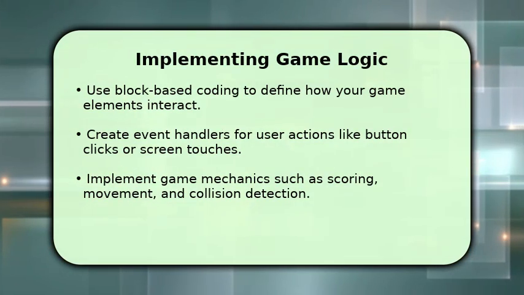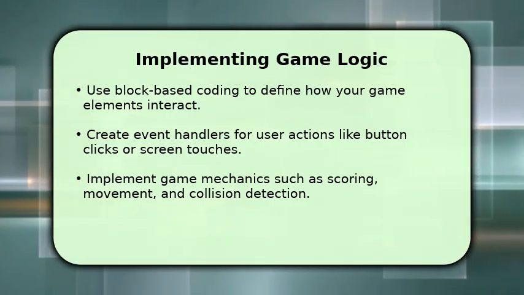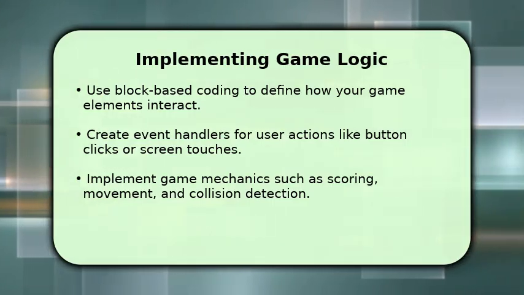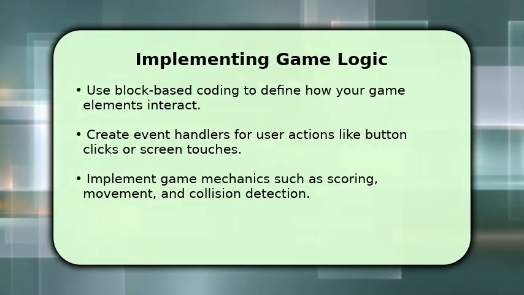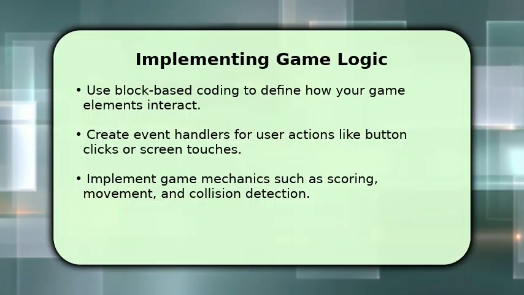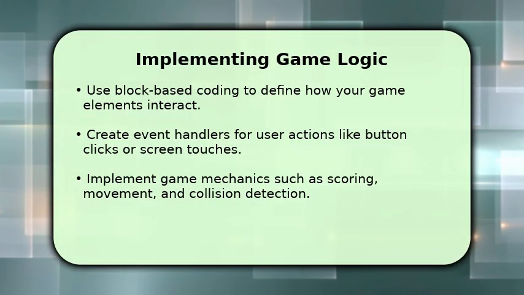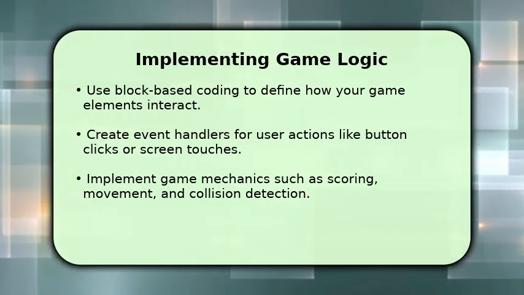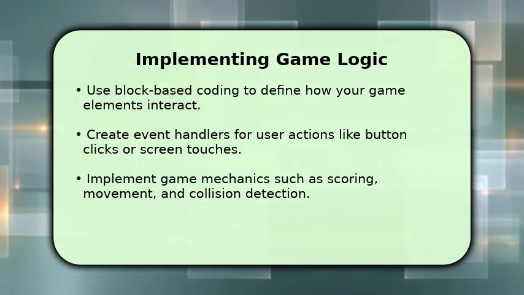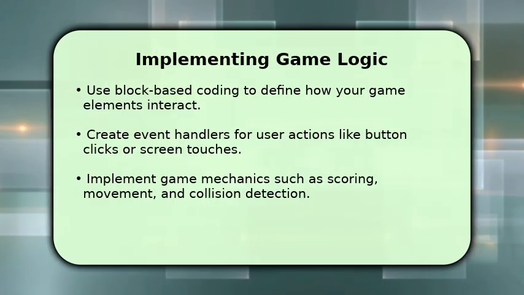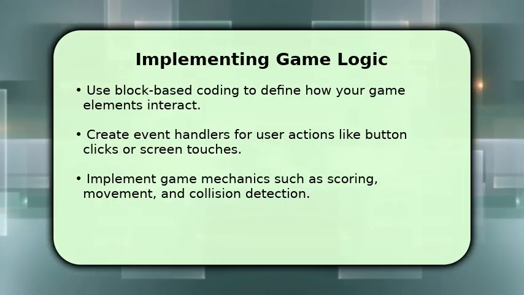With your game's interface designed, the next crucial step is to bring it to life by implementing the game logic using Thunkable's intuitive block-based coding system. You will connect blocks to create event handlers that respond to user actions, such as a player tapping a button or touching the screen. This is where you define core game mechanics like character movement, scoring systems, and even complex collision detection between game objects, making your game truly interactive and engaging for players.